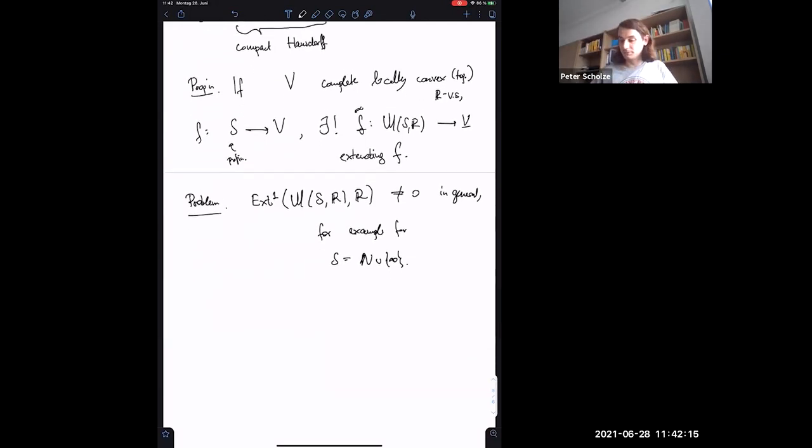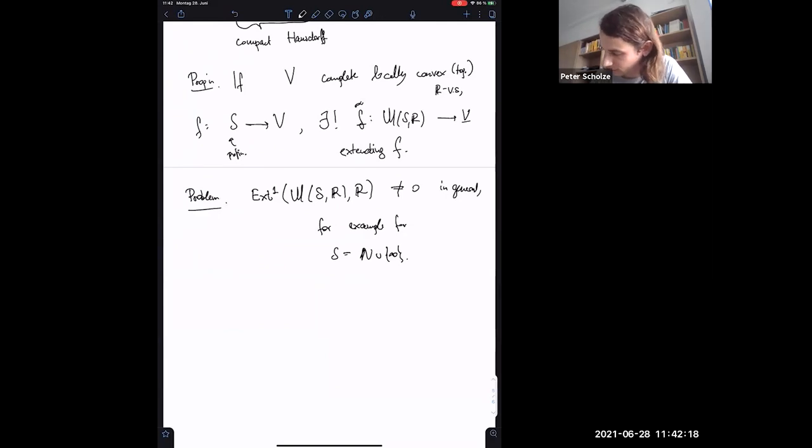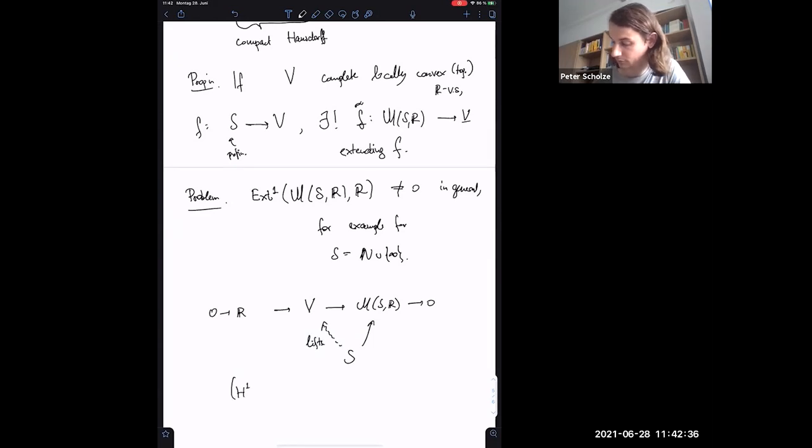Okay, and so that's a problem because, if there exists such an extension, here you have the space of measures, here you have some extension V, and here you have the reals. And here you have S mapping in via the Dirac measures. And actually this lifts, because the obstruction to lifting is given by some H^1 of S with real coefficients, and this turns out to vanish.